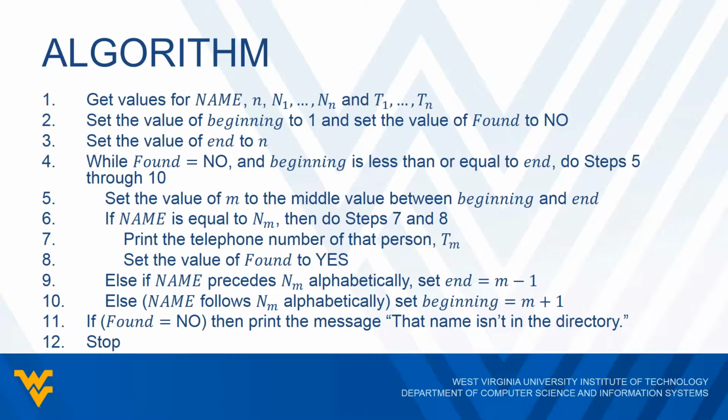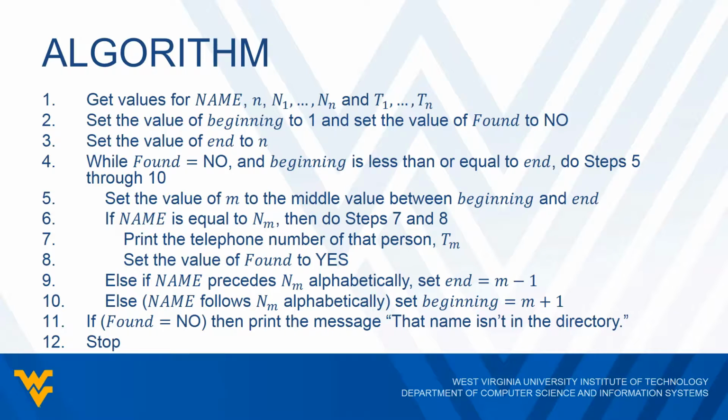Let's take a look at the binary search algorithm. So it starts off just like our sequential search. We need our name, the size of our list n, the list of names themselves, and the list of phone numbers. We need to set the value of beginning to 1 and set the value of found to no. And then we're also going to set a value called end, and we're going to set that to n. So beginning and end give us the beginning and end parts of the list that we're considering.